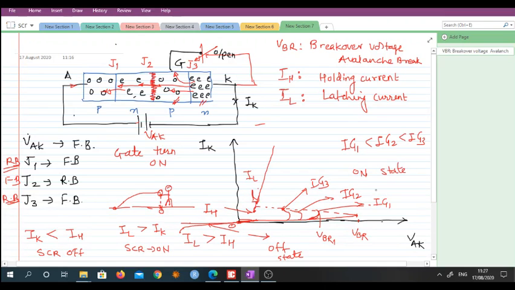Okay, and these are the very important specifications such as VBR, IH and IL. I hope you understand these characteristics.